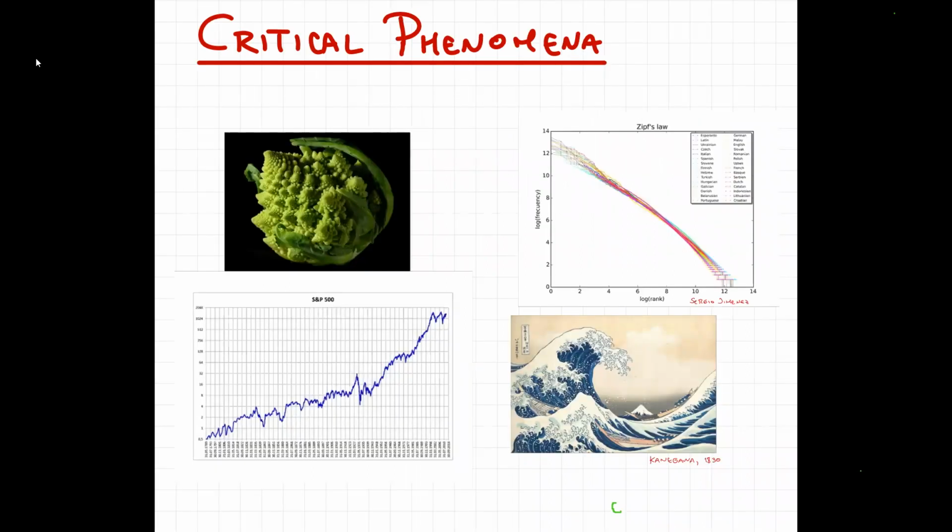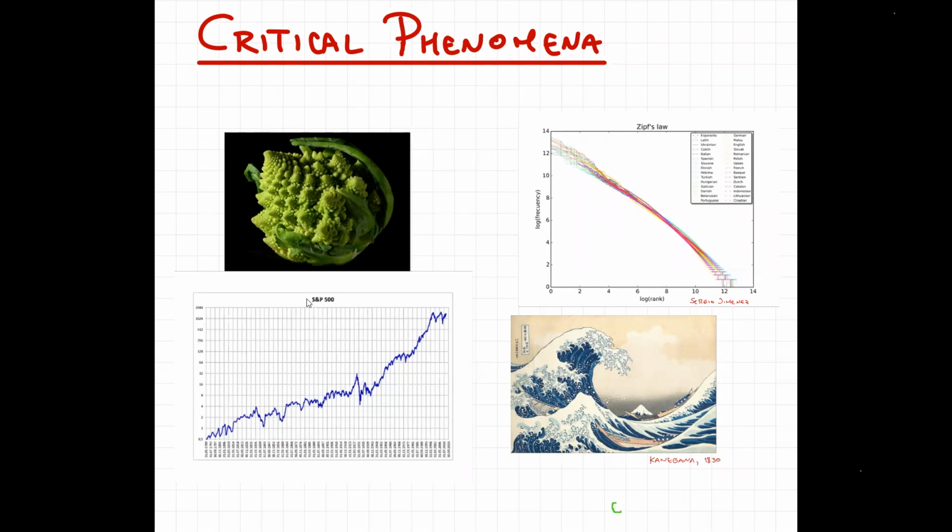There's a number of young people in the audience, so bear with me while I try to review the motivation for studying any of this. The starting point is perhaps the study of critical phenomena in a broad sense. Here are a few examples of what I would call critical phenomena. We have broccoli, I don't know the name in English, it's the chou romanesque in French. There's something called Zipf's law, which I'll mention.